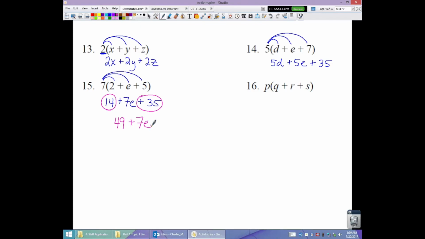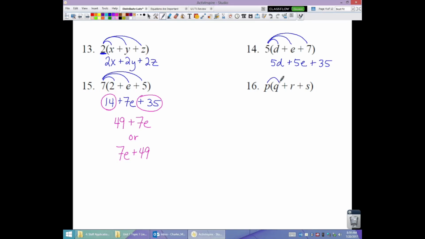Now, remember that it does not matter what order you write the terms in, as long as the sign in front of each one stays the same. So we could also write this as 7e plus 49, since both of those terms, the 49 and the 7e, both of them are positive.